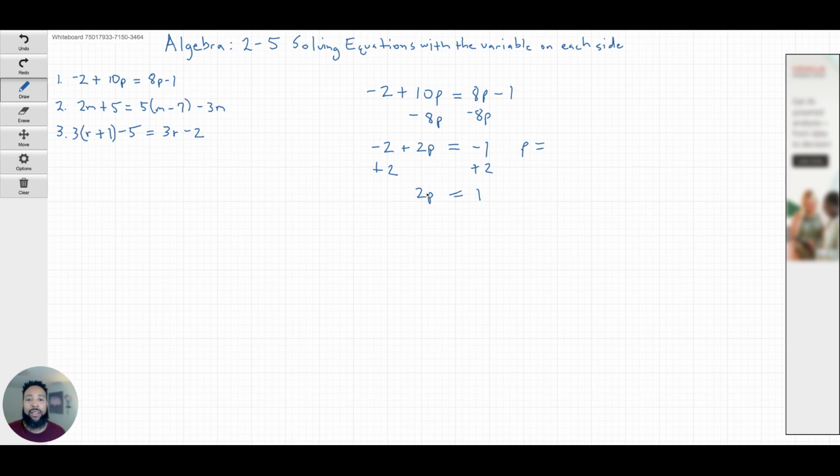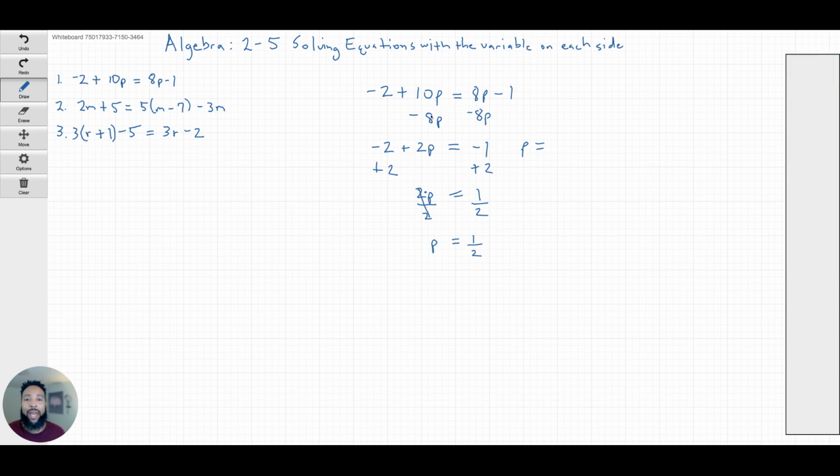So this 2 is multiplied by p. In previous lessons, I've taught you that in order to get rid of something that's connected to the variable, you have to do the opposite. So this is 2 times p. In order for us to get rid of that 2, we need to divide by 2. So we're going to say 2p divided by 2 on both sides. 2 divided by 2 is 1, so those cancel out. So now your answer is p equals 1/2. So that's your answer, p equals 1/2.